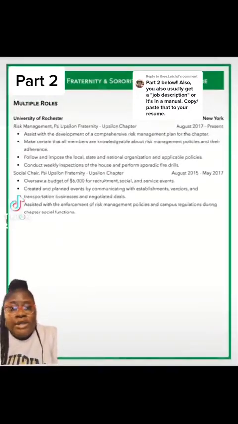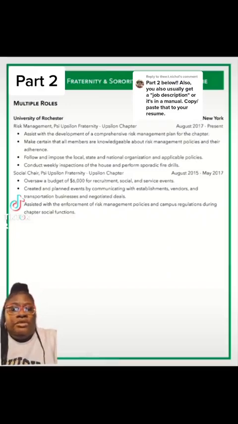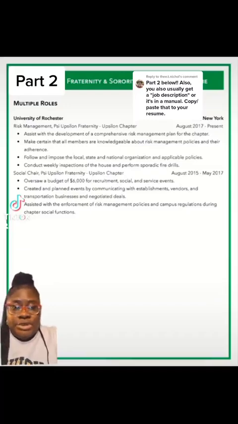The next page in the guide just talked about how you would put multiple roles within the organization on your resume. As you can see, the formatting stays consistent with what I talked about earlier. The only thing is that when you get to the next position, you aren't redundant with the title of the organization and where it's located. You just go right into talking about that second position.